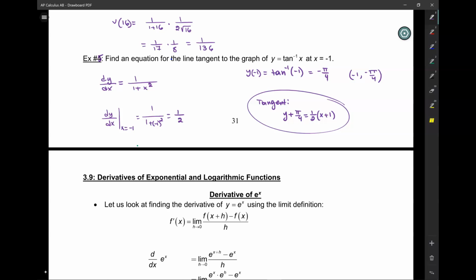Wait, so how do you know it's -pi/4? Because tangent can only go from -pi/2 to pi/2. So if the inverse tangent is negative, then it's in this quadrant, positive in that quadrant. And what is it for cosine?